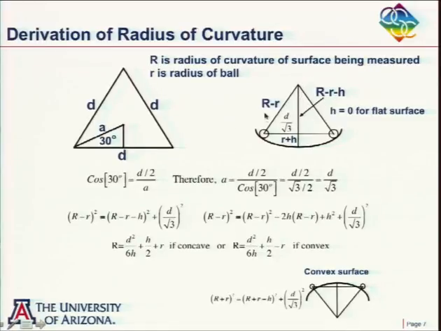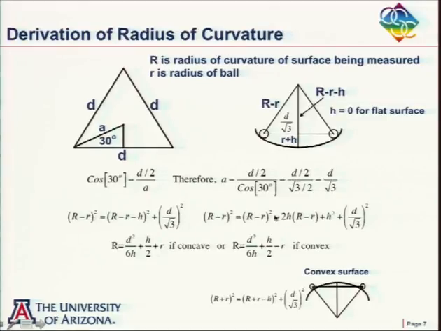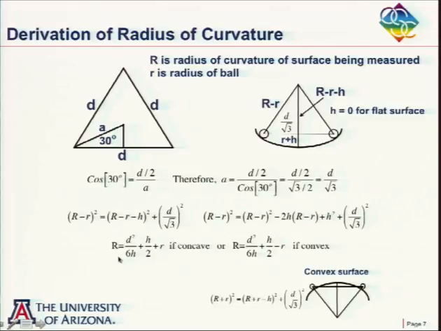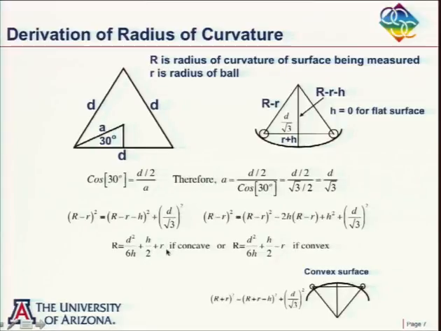And so we can just say that capital R minus little r, squared, is equal to capital R minus little r minus h, squared, plus this distance here, d over square root of 3, squared. We square this out and solve for R, and we're going to get that R is d squared over 6h plus h over 2 plus r for a concave surface like this. Okay.